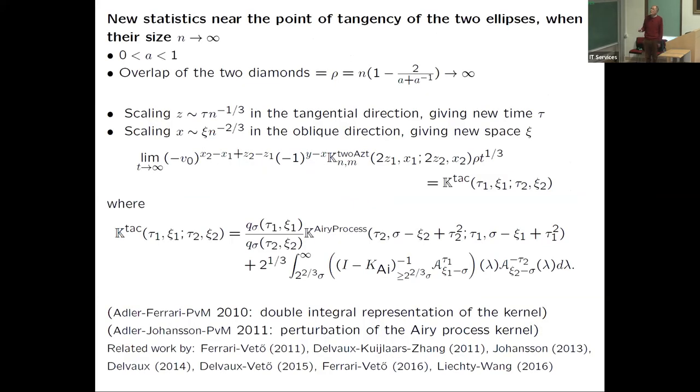And then, in fact, you take the limit. So you write down what the kernel is for that discrete case, for that tiling problem. I don't want to write down what it is. Let me see. Oh yeah, no, that's right. So I scale the z according to tau n to the minus 1/3 and x according to xi n to the minus 2/3. That gives you new variables. So the z gets replaced by tau and the x gets replaced by xi.